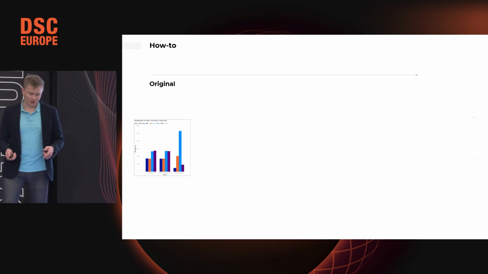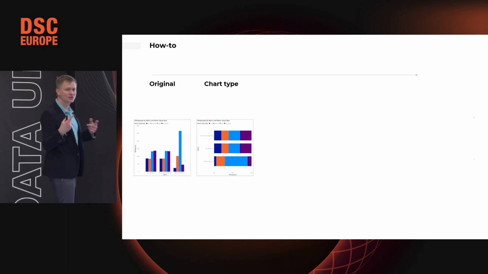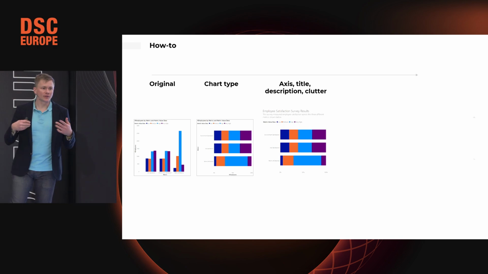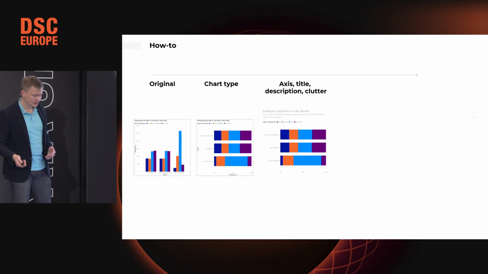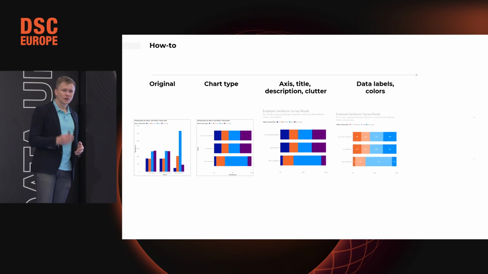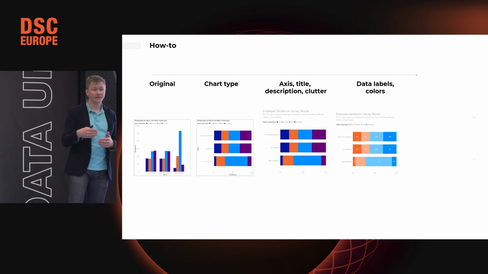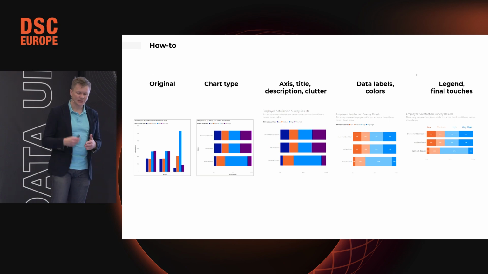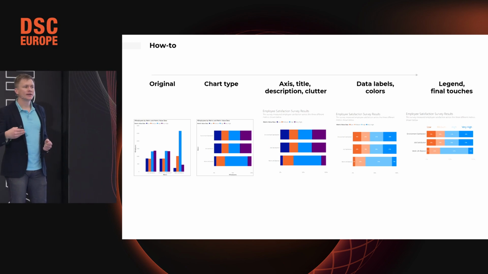So how to do that? First, you have the chart, and then you start improving the chart type. You think, is it the right chart type or not? Then you start working with decluttering it. You remove the unnecessary axes, labels, titles, and so on. Then you do the coloring. Coloring is important, and you color it in the way that it reflects the data. And then you do some final touches, like putting the legend in the right place so that it works, so that it is easier readable.